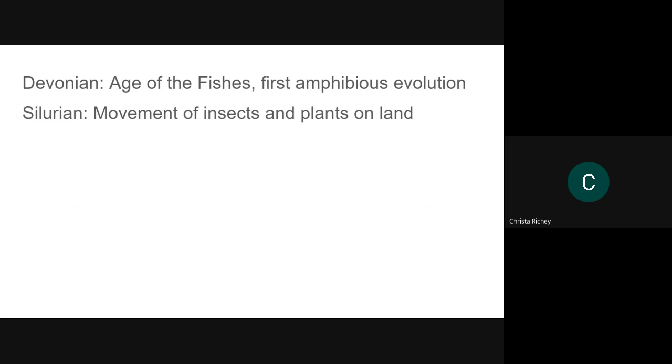The Silurian, the only one I really didn't put up here because it's not on the test, the Ordovician was the evolution of vertebrates. The Devonian was the evolution of the fish, except for that one. You also had the very earliest of amphibians starting in the Devonian. The Silurian saw the motion of things onto land. So amphibians onto land, insects onto land, plants onto land.